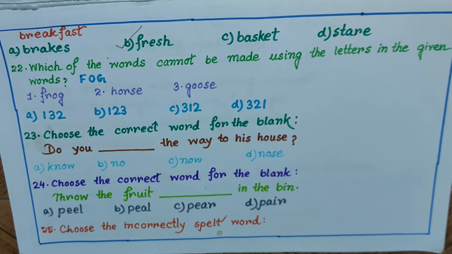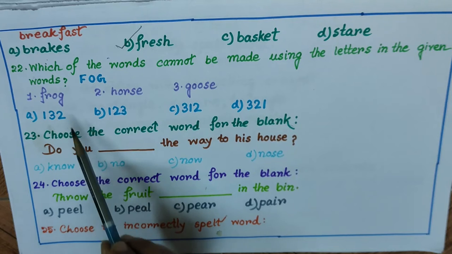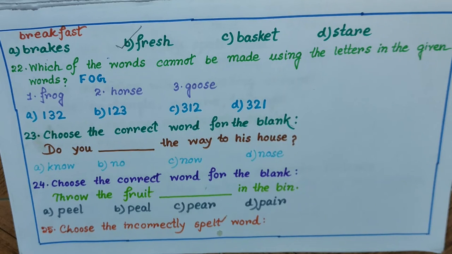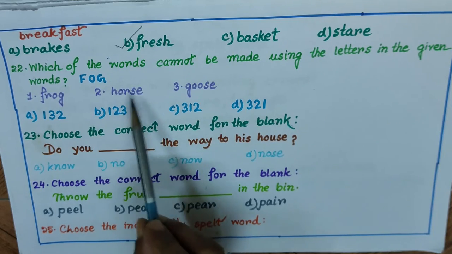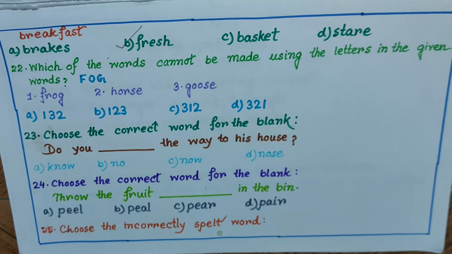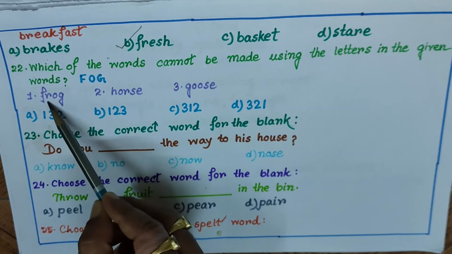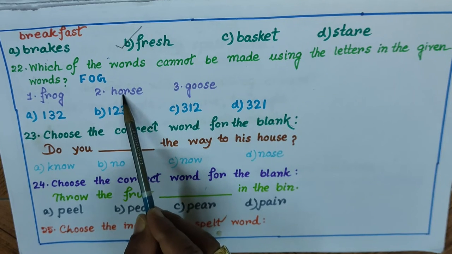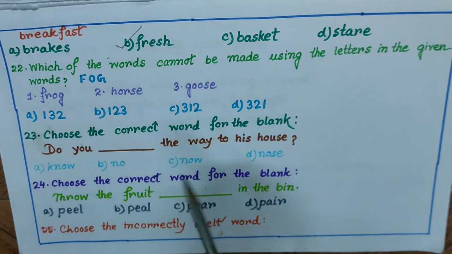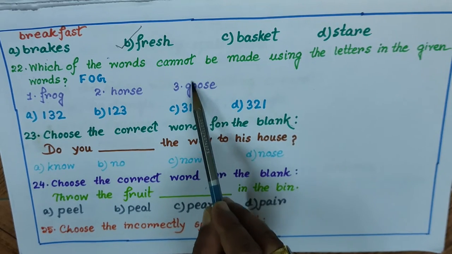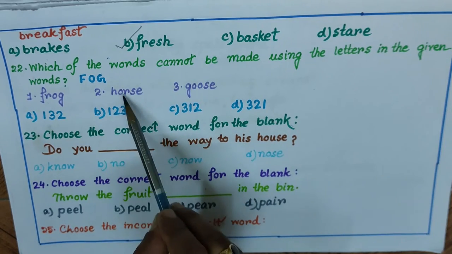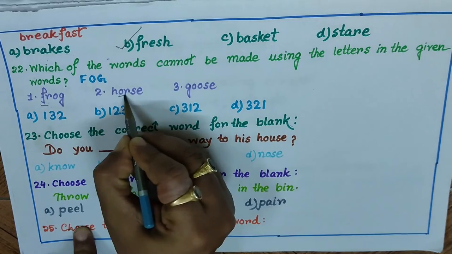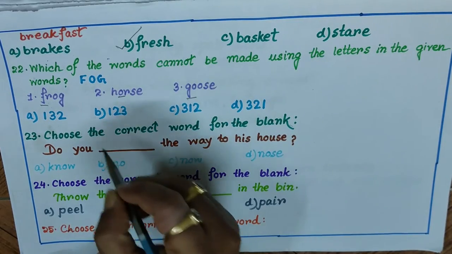Next question, question 22. Which of the words cannot be made using the letters in the given word F, O, G? So we have some options, and we have to see which combination of letters from these three, that is frog, horse and goose, makes the word fog. If you see, the combination B is correct, because 1 is frog, so F can come from frog. We can take this F. From 2, among the letters of horse, we can take O, so we get FO. And from 3, we can take the first letter of goose, G, and create FOG, this letter and this letter, to get fog. So 1, 2, 3 is the correct option.